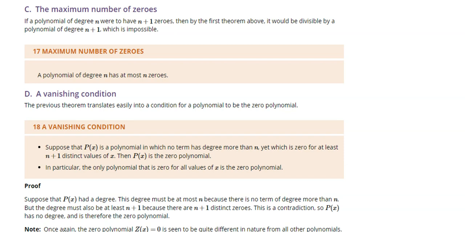The maximum number of zeros, this is very logical. If a polynomial of degree n were to have n plus 1 zeros, then by the first theorem above, it would be divisible by a polynomial of degree n plus 1, which is impossible. You can't divide a polynomial by a polynomial of a higher degree than it.